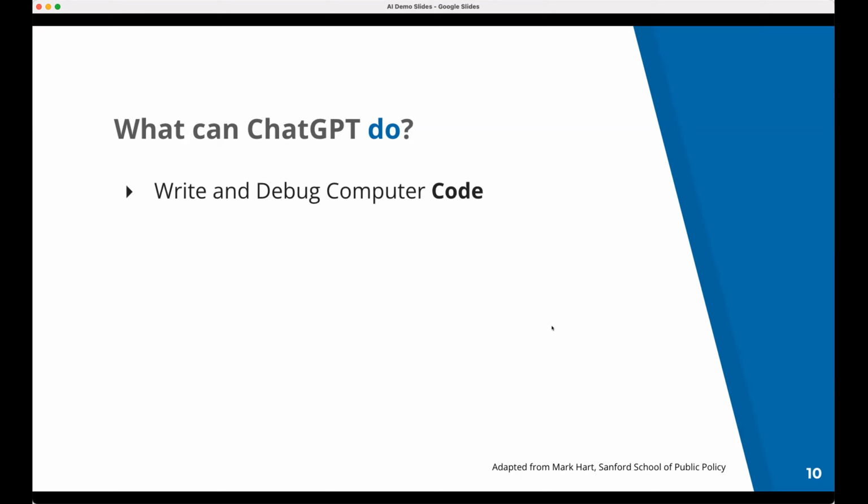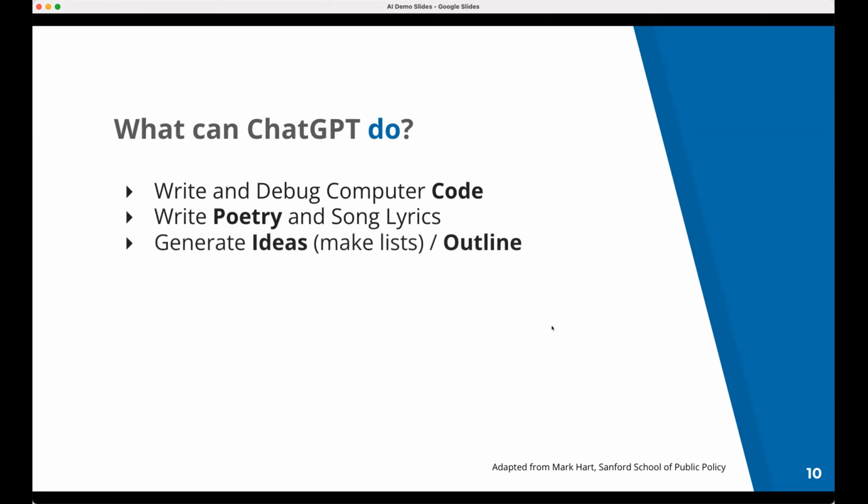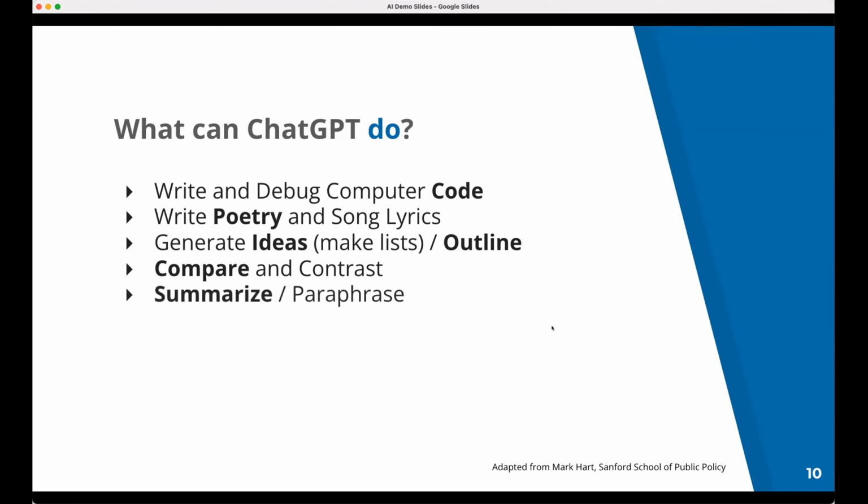I'll explain in a second. So you can write and debug computer code, write poetry and song lyrics. And Mark Hart came up with a longer list, and I pulled a few that we'll try out. So you can generate some ideas. You can make different lists of something random, or you could give it some ideas and then it can create a list for you. It can give you an outline, so I'll show you what that looks like as well. You can make comparisons and contrasts, and finally summarize and paraphrase. I think that's the last one of my notes here.